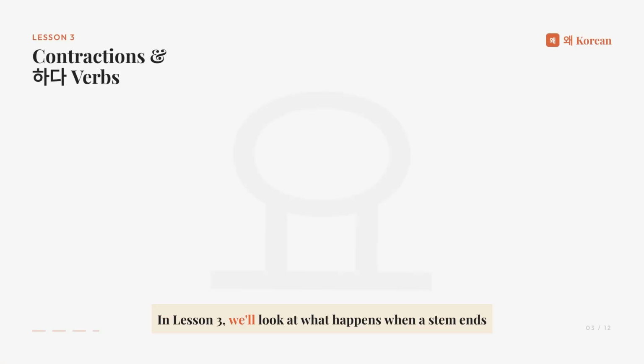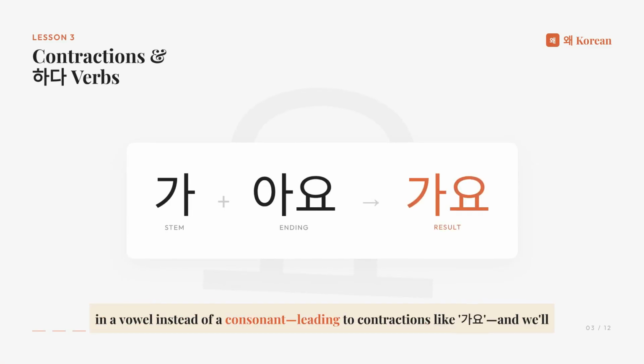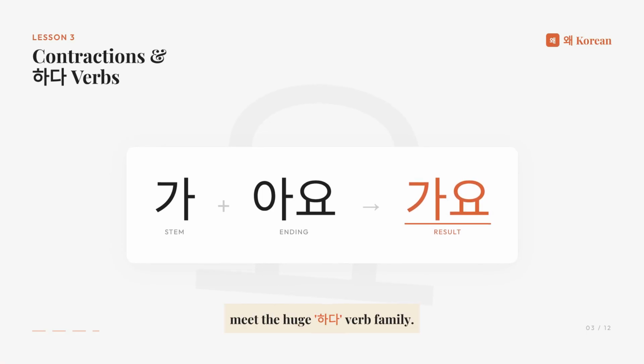In Lesson 3, we'll look at what happens when a stem ends in a vowel instead of a consonant, leading to contractions like 가요, and we'll meet the huge 하다 verb family.